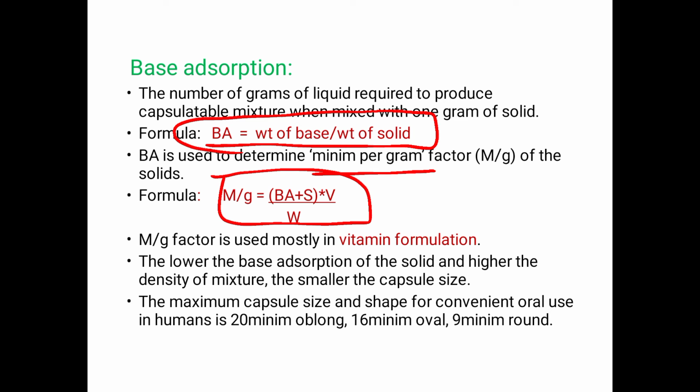Minim per gram factor is used mostly in vitamin formulations. The lower the base adsorption of the solid and the higher the density of the mixture, the smaller the capsule size. The maximum capsule size and shape for convenient oral use in humans is 20 mm oblong, 16 mm oval, and 9 mm round.